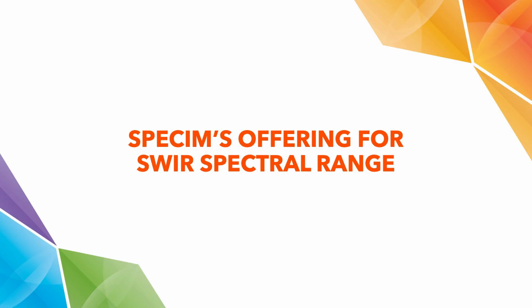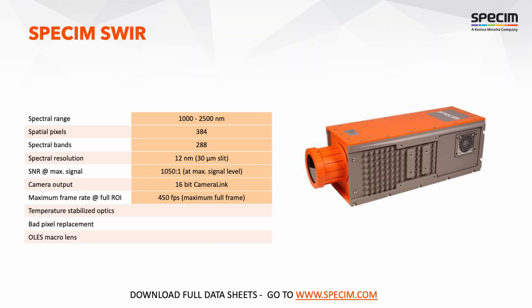So I'm over with the applications. I'm sure in the Q&A they will have more questions about it, but now I will focus on the offering from Specim for this spectral range. The SWIR camera is our camera between 1,000 and 2,500 nanometers.